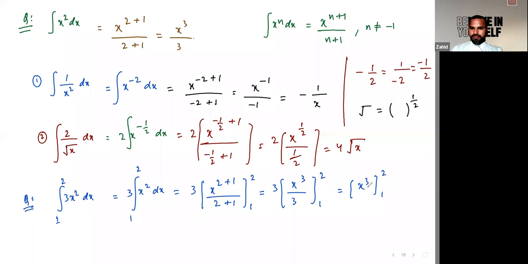Now put the values in x for the upper limit as well as the lower limit. For x equal to 2 with exponent 3, it will be 2 raised to 3. For x equal to 1 with exponent 3, it will be 1 to the power 3. There should be a negative sign in between to get the actual value. So it will be 2 cubed, that is 8, minus 1 cubed, that is 1. So it will be 8 minus 1, which is 7. Is it clear to you all?